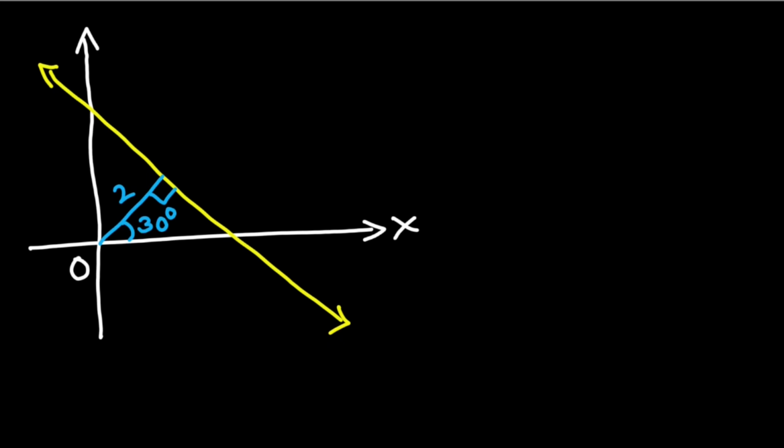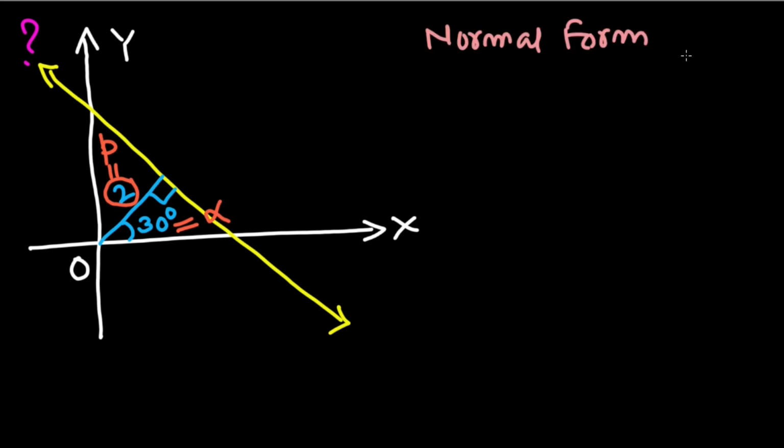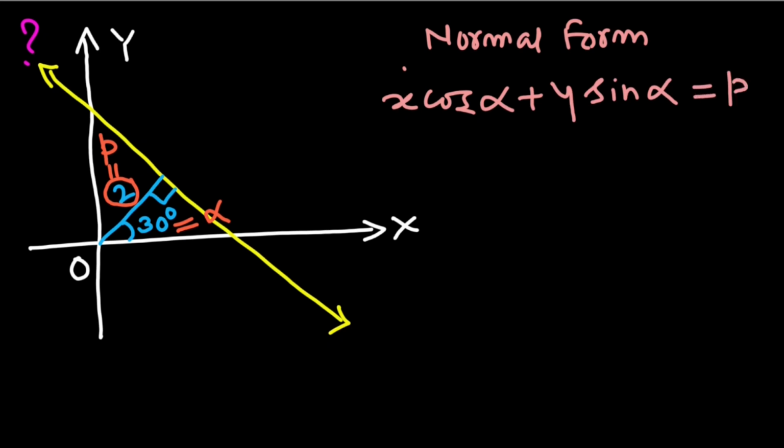We have to find the equation of this line. We have p equals 2, the length of the perpendicular, and this angle equals alpha. So by the normal form of the equation of a straight line, we write x cos alpha plus y sin alpha equals p. So it will be x cos 30 plus y sin 30 equals 2.